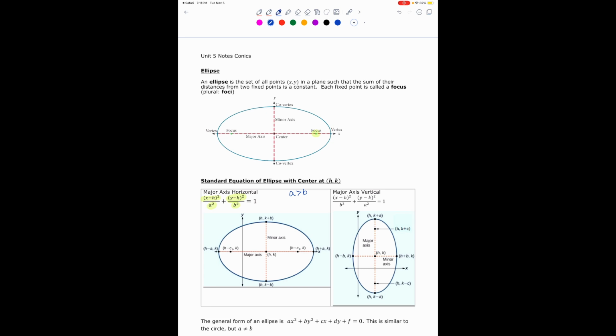If the major axis is vertical, then all we need to do is put the big number under the vertical axis, which is the y in this case. So the equation is going to be x minus h all squared divided by b squared, the small number, plus y minus k all squared divided by a squared, which is the bigger number, equals 1.